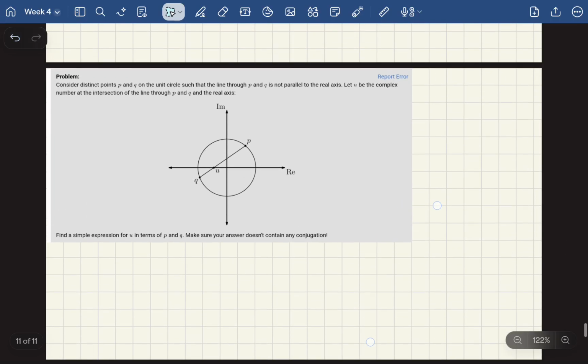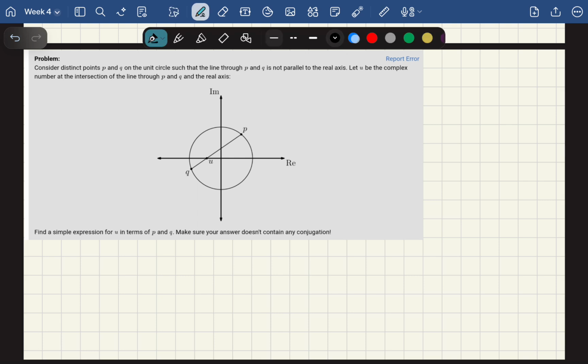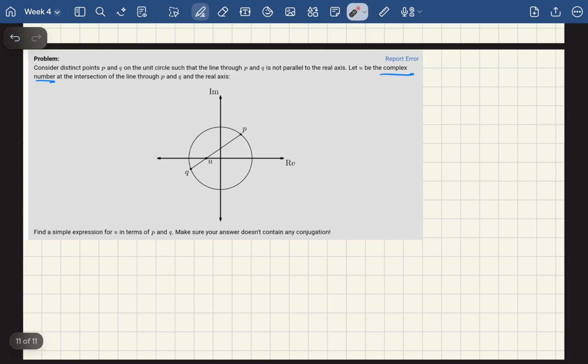Okay. Consider distinct points P and Q on the unit circle such that the line through P and Q is not parallel to the real axis. Let U be the complex number at the intersection of a line through P and Q and the real axis. Find a simple expression for U in terms of P and Q. Make sure your answer doesn't have conjugates.